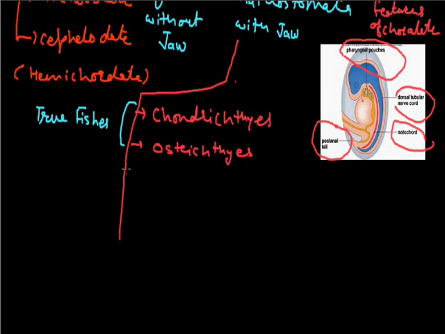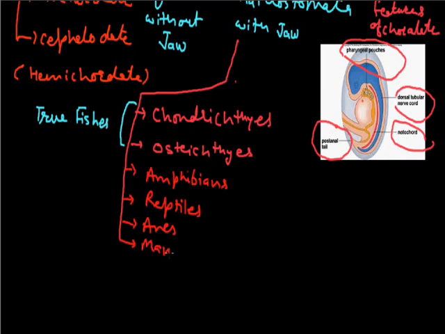Next, the third class we call amphibians. Next, reptiles, aves, and mammals. These are the classes under which the animals of the phylum Chordata are classified. Now first of all, we discuss the protochordates.